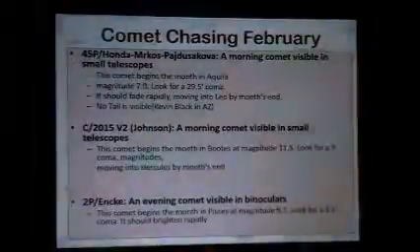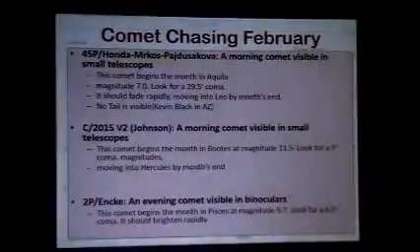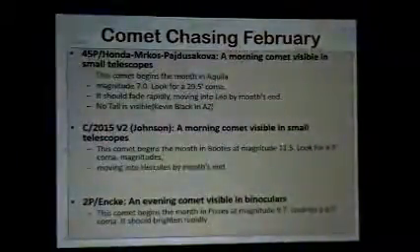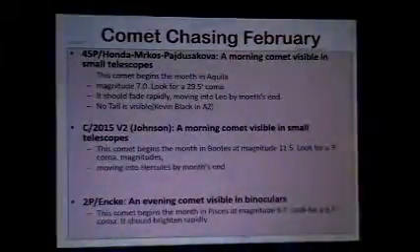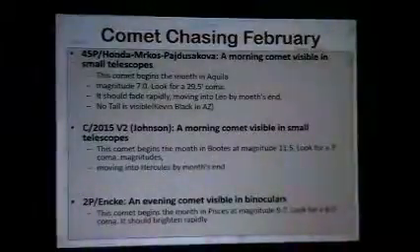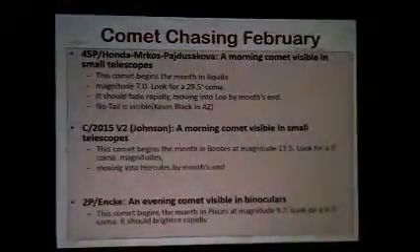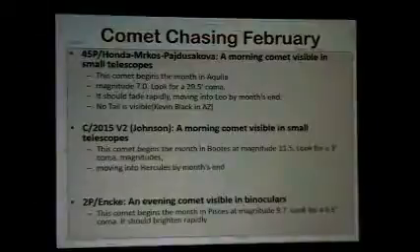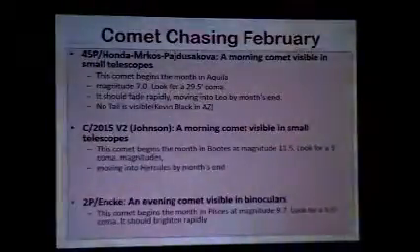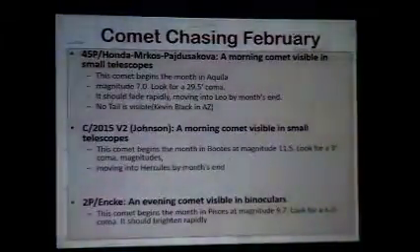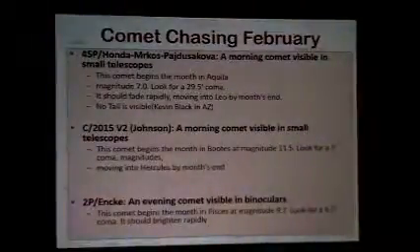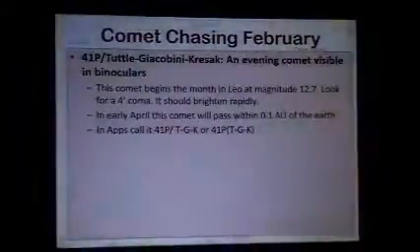Next one he does mention is Johnson, the one right there. He said it does have a tail, and it's not bad to look at. What makes 45P Honda kind of nice is the magnitude is supposed to be 7, but he says it's pretty dim. We have the other one, the 2P, and it's a magnitude of 9.7. Now this one here, I kind of mentioned back in December.